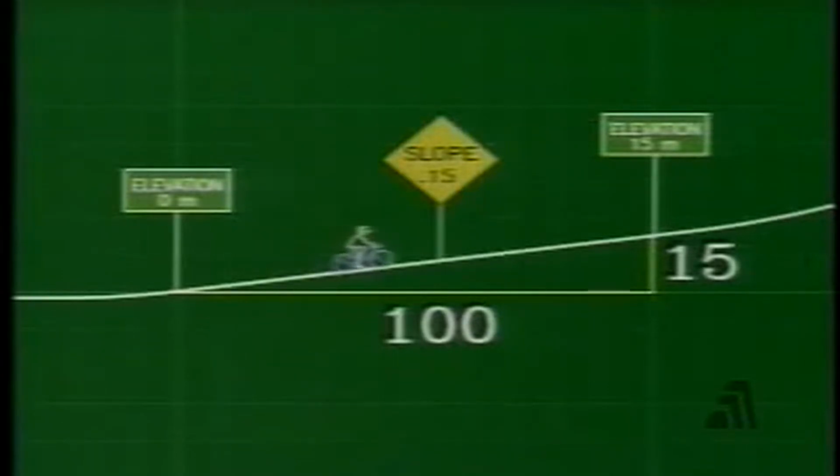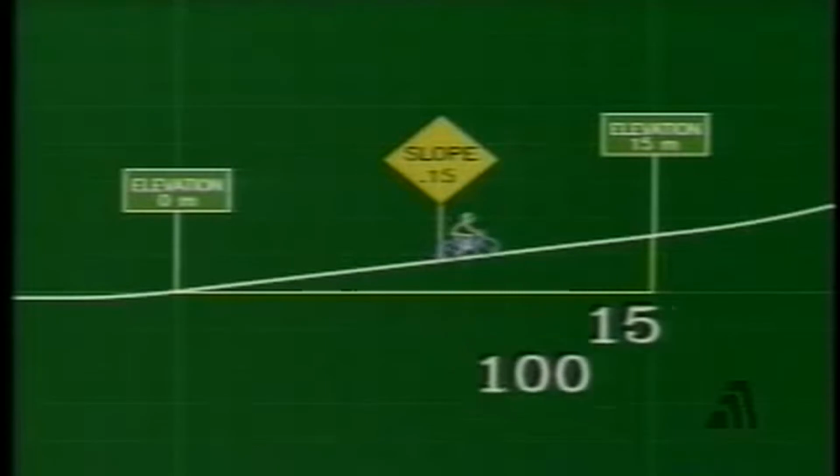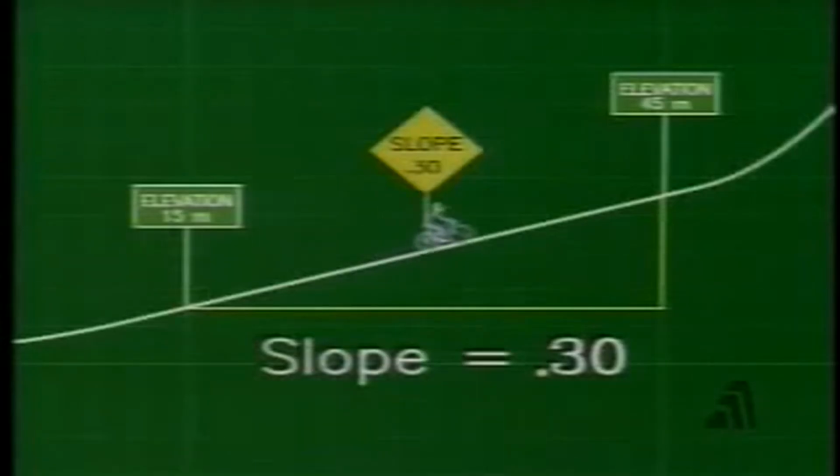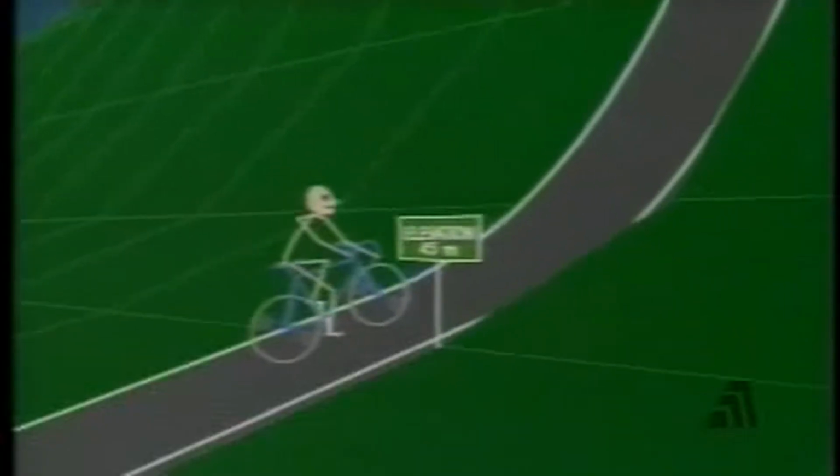The rider moves upward 15, horizontally 100. The slope is 0.15. A hill with a slope of 0.3 is twice as steep as one with a slope of 0.15. The bigger the slope, the steeper the hill.